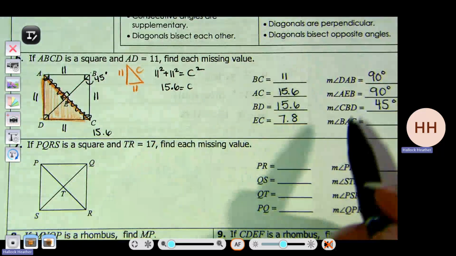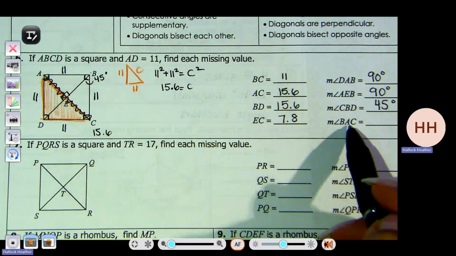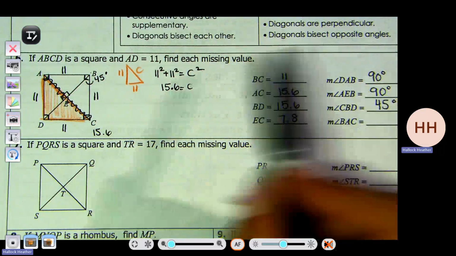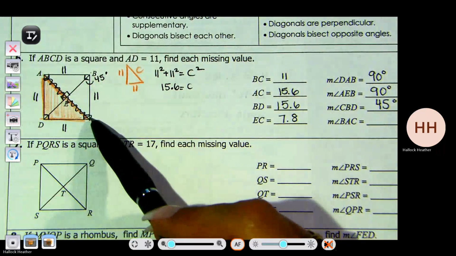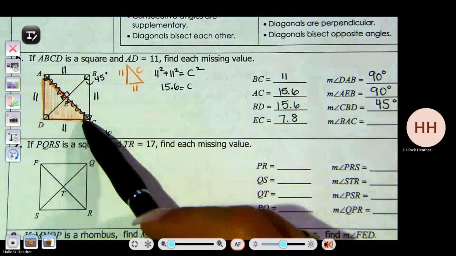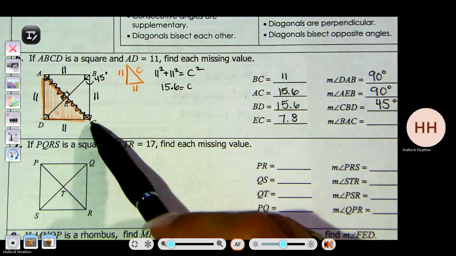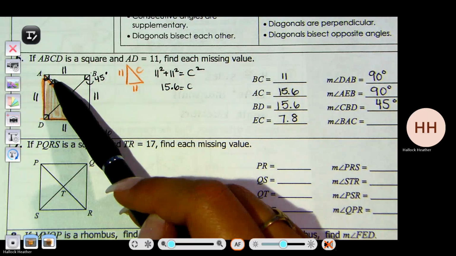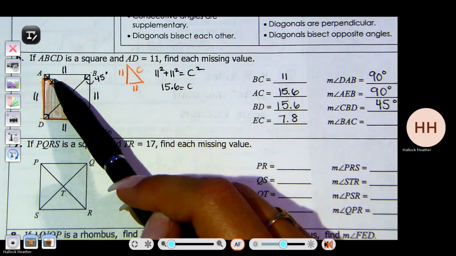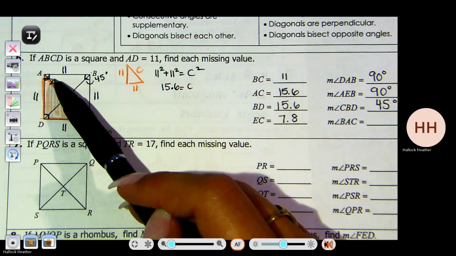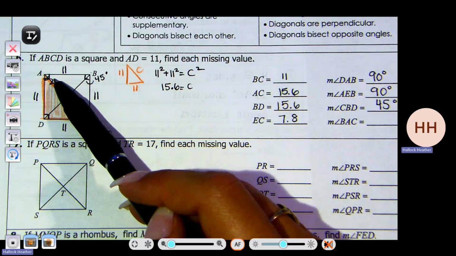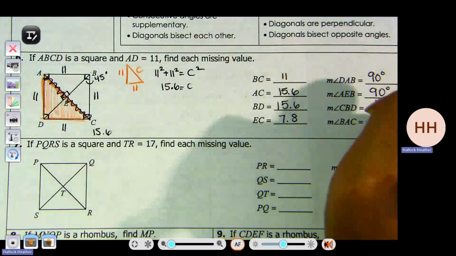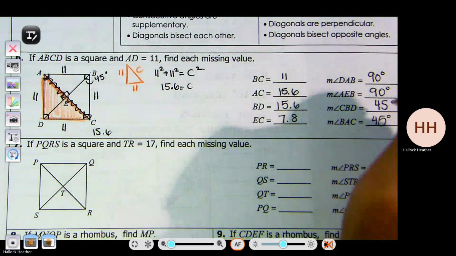So the last one says BA cutting across to C. What's going to be A? Is it 90 or 45? 45, because it's half of C's.